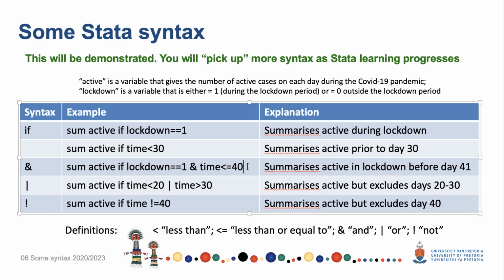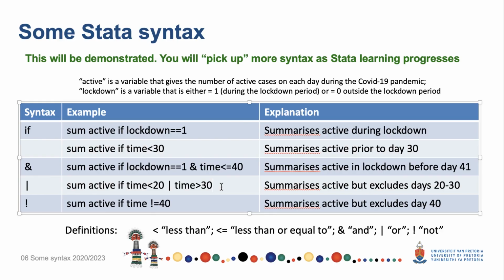The next one is sum active if lockdown equals 1 and time is less than or equal to 40. So it will only go up to day 39. No, it will go up to day 40 because it can also be equal to 40. So it will include everything before day 41, except that it will only include them if they were part of the lockdown. So this command will give you the average active cases during the lockdown up to and including day 40.